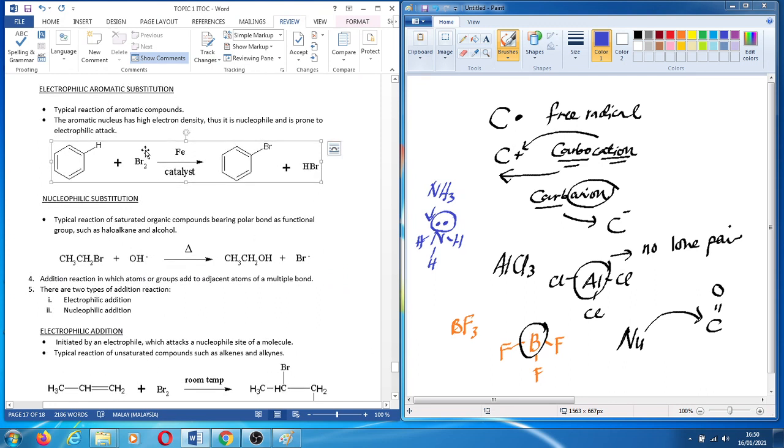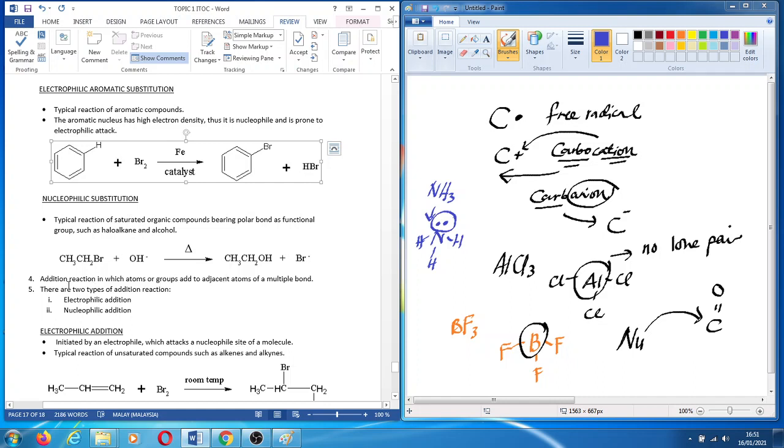And then nucleophilic substitution. Example here, a typical reaction of saturated organic compounds bearing a polar bond as functional group. This is your haloalkane. Nucleophilic substitution. Why substitution? Substitution means tukar ganti. This is the nucleophile. You replace your Br with OH minus. How do you know it is replaced? You look at the product. Br will be replaced with OH. Thereby from haloalkane you will get alcohol. This we call nucleophilic substitution.